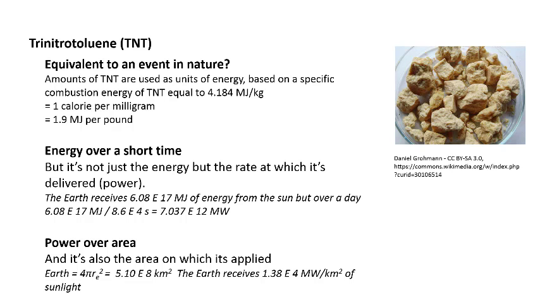One way the popular press conveys this is by equating it to equivalence in TNT. So what exactly is TNT? TNT is an explosive compound known as trinitrotoluene. Crystals of it are packed into explosives for constructive purposes and weaponry. 1 kilogram of TNT is equal to 4.184 megajoules of energy. That also works out to be about 1 calorie per every milligram, or 1.9 megajoules per every pound.